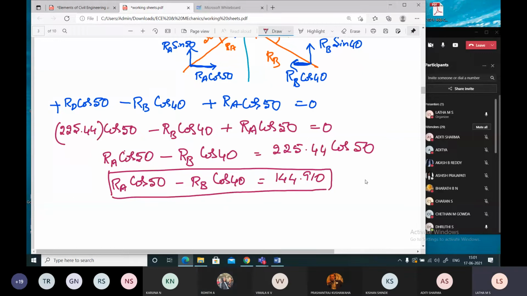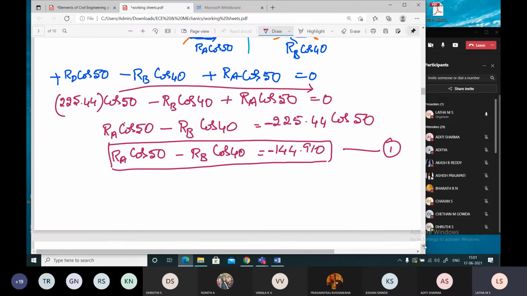Some student, you say something? It should be minus 225.44, ma'am. Yes, correct. You are very correct. When you are taking it to the RHS, it will be taken as minus. Correct. So I call this equation 1.